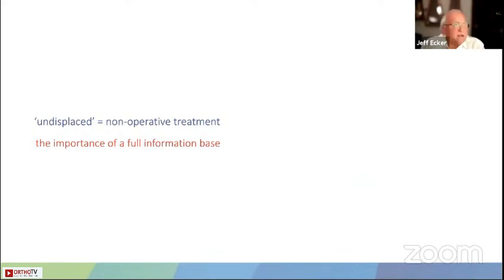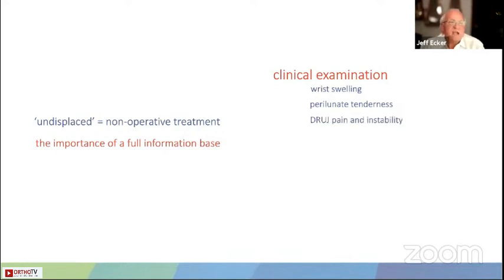So the importance of a full information base when you're deciding whether or not to treat an undisplaced fracture non-operatively or operatively. We all forget about clinical examination. We focus on x-rays and CT scans. But if you see somebody acutely and they've got wrist swelling, perilunate tenderness, DRUJ pain and instability, there's going to be a lot more going on than a simple undisplaced fracture. And you will need to examine that wrist arthroscopically to understand the full extent of that injury.